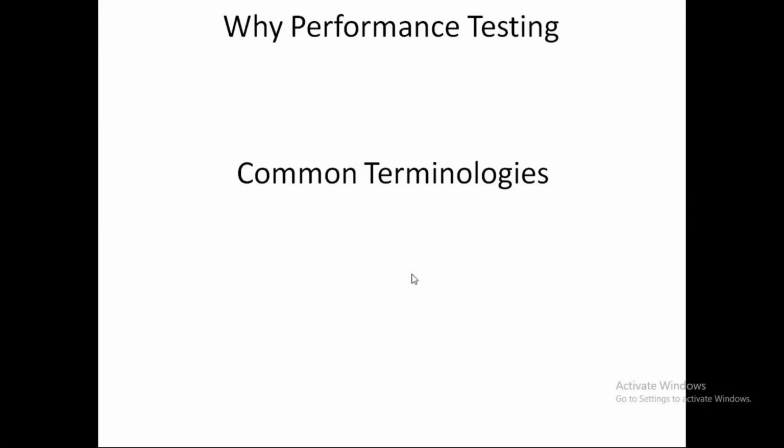Now we will go to a common question. You might all be knowing this, but some people would be new to performance testing also, for example. And so the $1 million question is why performance testing is required, right? Why performance testing is required. Then I'll take you through some common terminologies in performance testing.